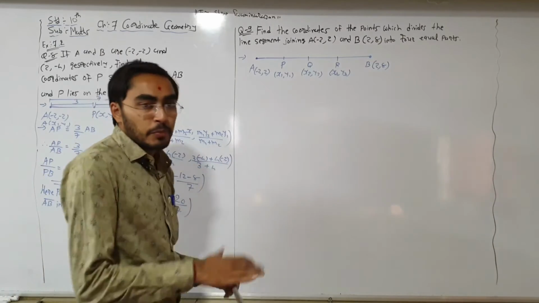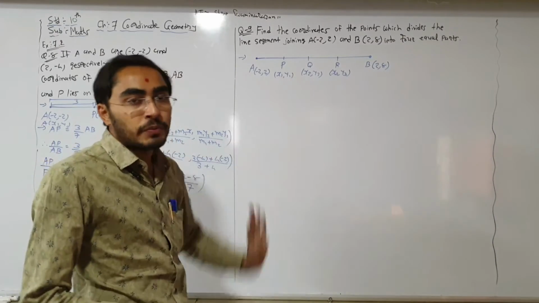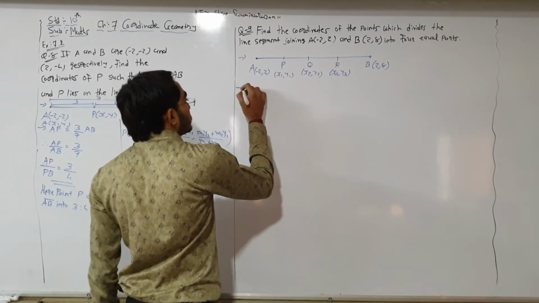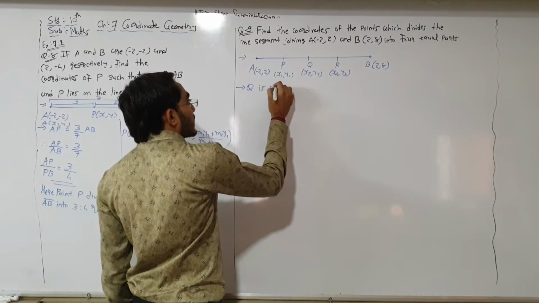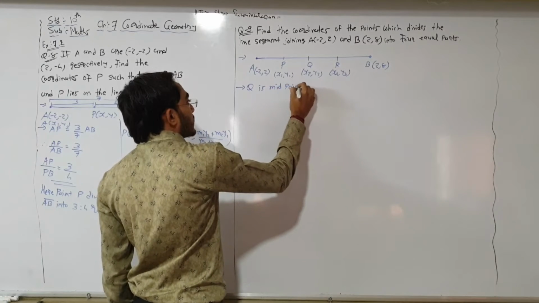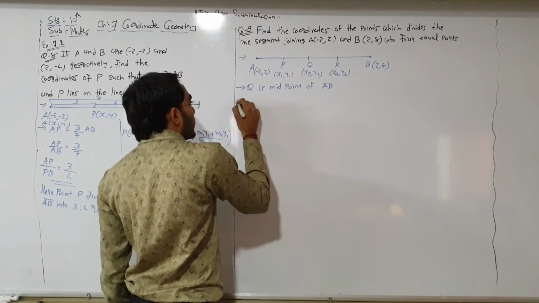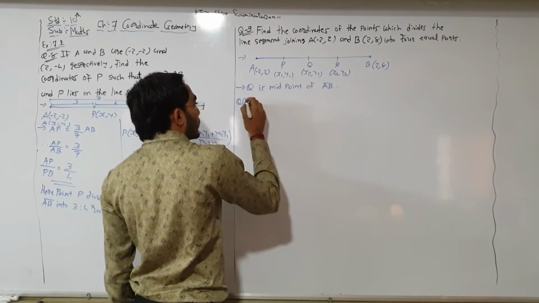Whenever there is a midpoint, we should find it first, because that is the easiest way. So here Q is the midpoint of AB. Now use the midpoint formula here. Q, x2 by 2.